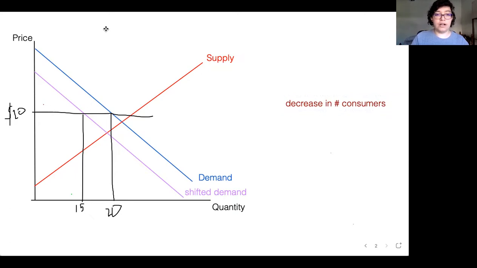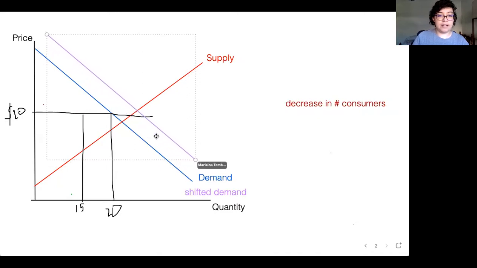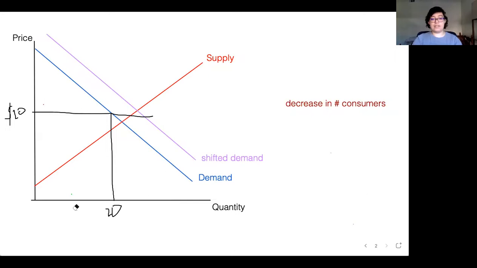Alternatively, we could look at the shift in demand going the other way, like up here. And in this instance, we still have the initial quantity demanded as 20, but now if we look over here, there's this increase. The quantity demanded has increased to say 25. And so what we're seeing is that at every price in this instance now, at every price, there is an increase in demand.